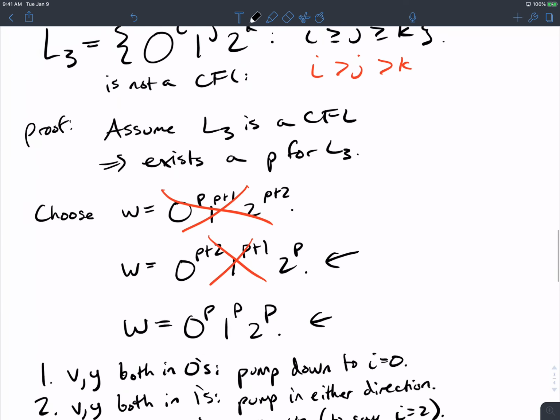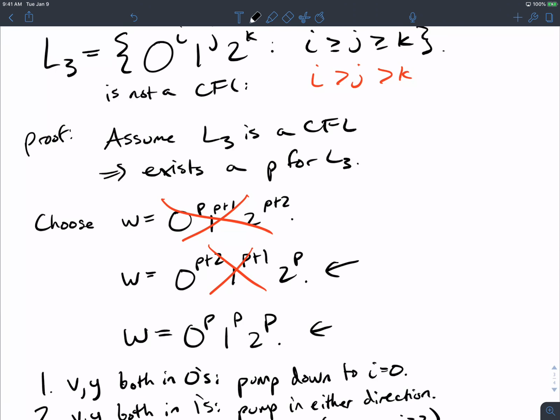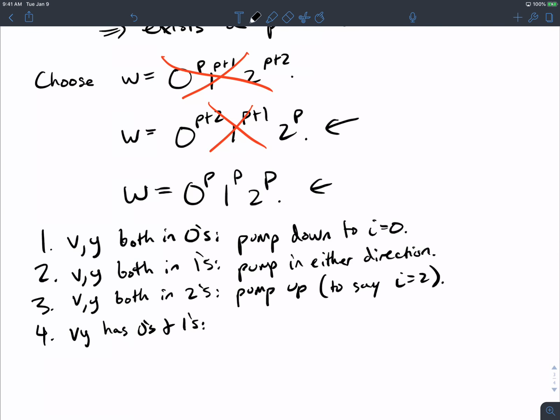So I may still be okay with the i at least j condition. I can still be in the language for that. But will I fail the j at least k condition? Yeah, because the number of 2's stays exactly the same. So in this case, we'll pump down, to i equals 0.